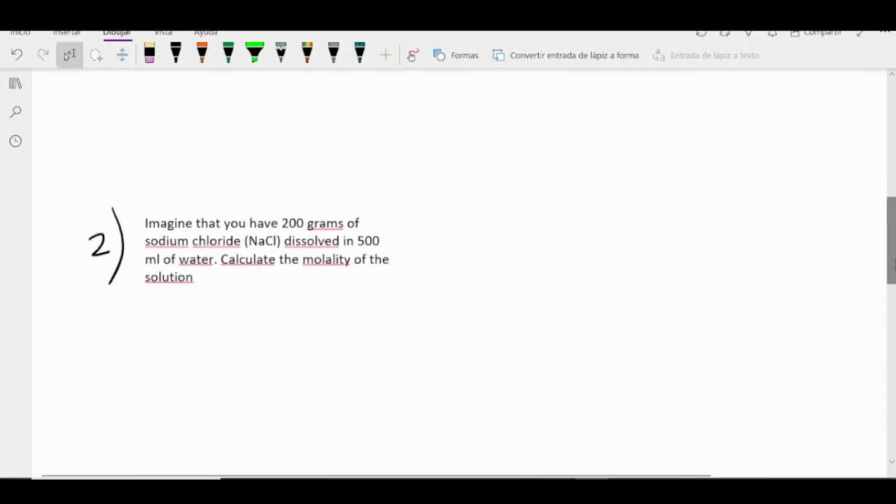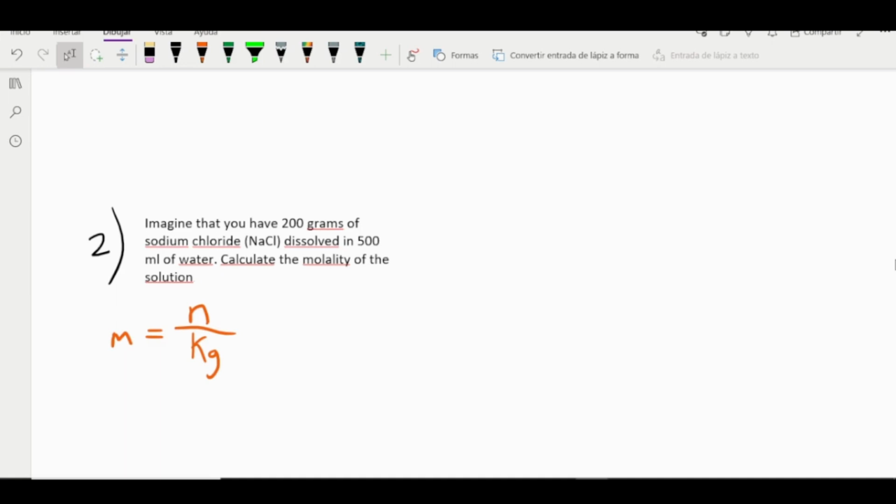Next situation. Imagine that you have 200 grams of sodium chloride dissolved in 500 milliliters of water. Calculate the molality of the solution. So here, molality is the same, moles, but we're going to change to kilograms, okay? Kilograms of the solution.